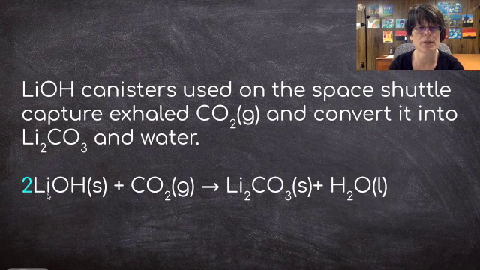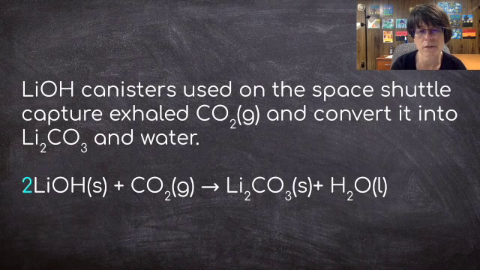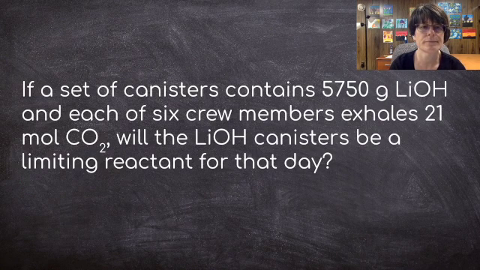So we have 2 lithium, 4 oxygen. So we have 4 oxygen over here, and then 2 hydrogen, and let's just check the carbon, carbon, carbon. So now this is balanced. So we have a balanced equation, so now we can take a look at our stoichiometric conversions. So let's look at the rest of the problem.